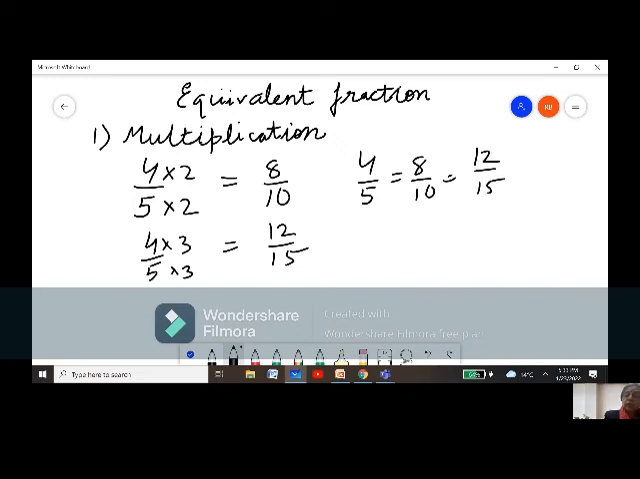Okay, 4 ones are 4, 4 twos are 8, 4 threes are 12, 5 ones are 5, 5 twos are 10, 5 threes are 15.